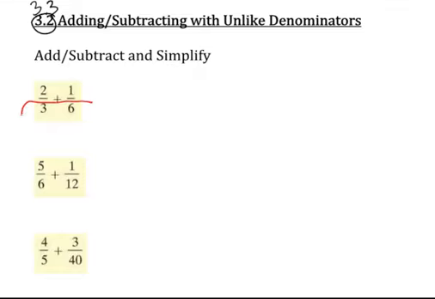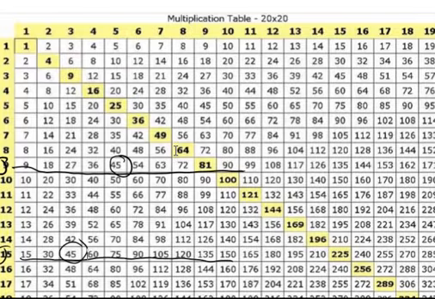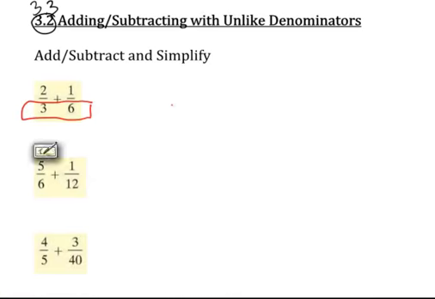So the first thing we're going to do in these problems is look at the numbers on the bottom, 3 and 6. And we're going to find our common multiple between 3 and 6. Again, if you need to, pull up your multiplication table. So I'm going to scroll up here. Here is 3. Here is 6. The first number they both have in common is 6.